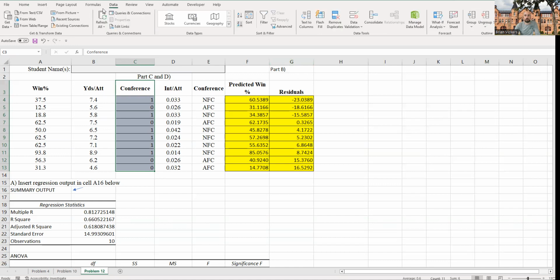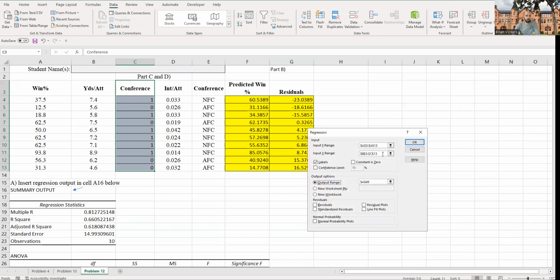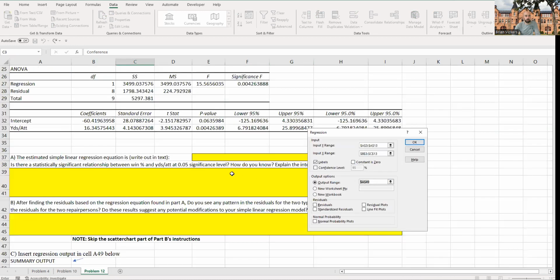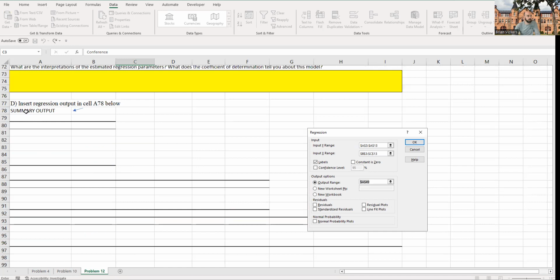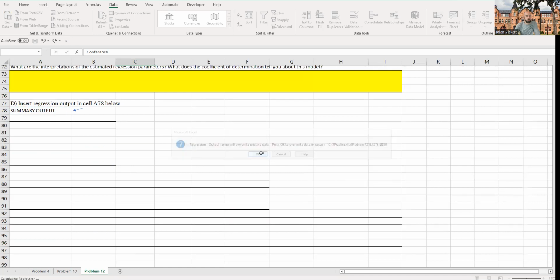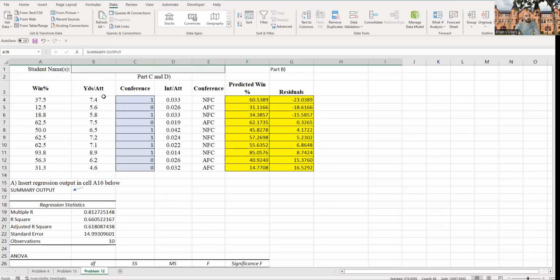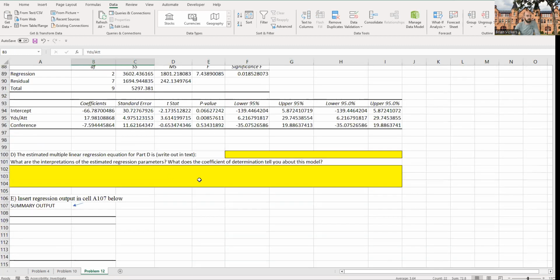So I can go to data analysis, regression. And for my X input range, I can select right here. For my output, I'm going to select the next one down, which is right here, and hit OK. And it's just running it again using the win percentage as the Y variable, and then yards and conference. So now I can evaluate that one.